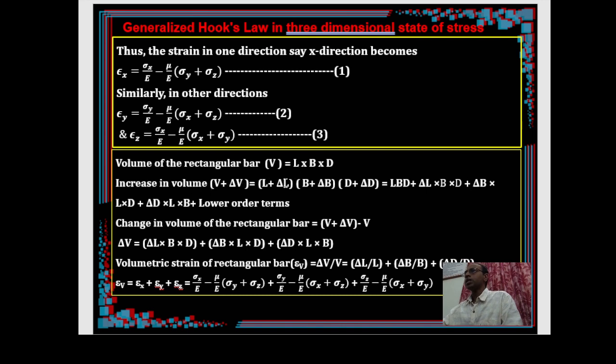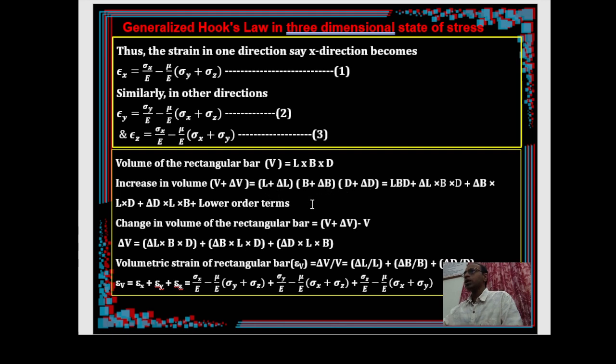L becomes L plus delta L, B becomes B plus delta B, and D becomes D plus delta D. If you multiply this and simplify, you will be getting the LBD term, and delta L times BD, and delta B times LD, and delta D times LB, and you will be getting other terms such as L times delta B delta D, right?